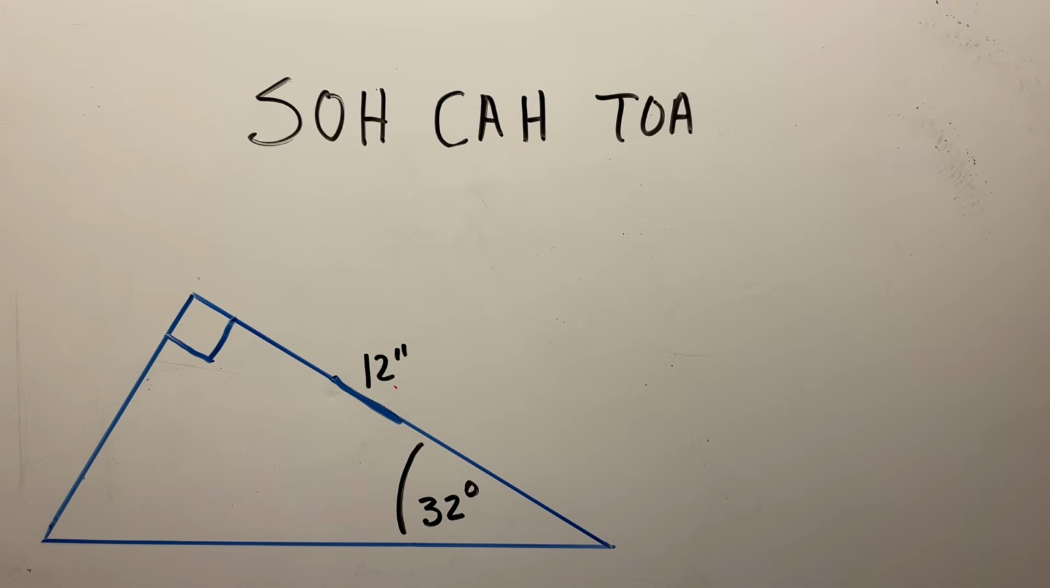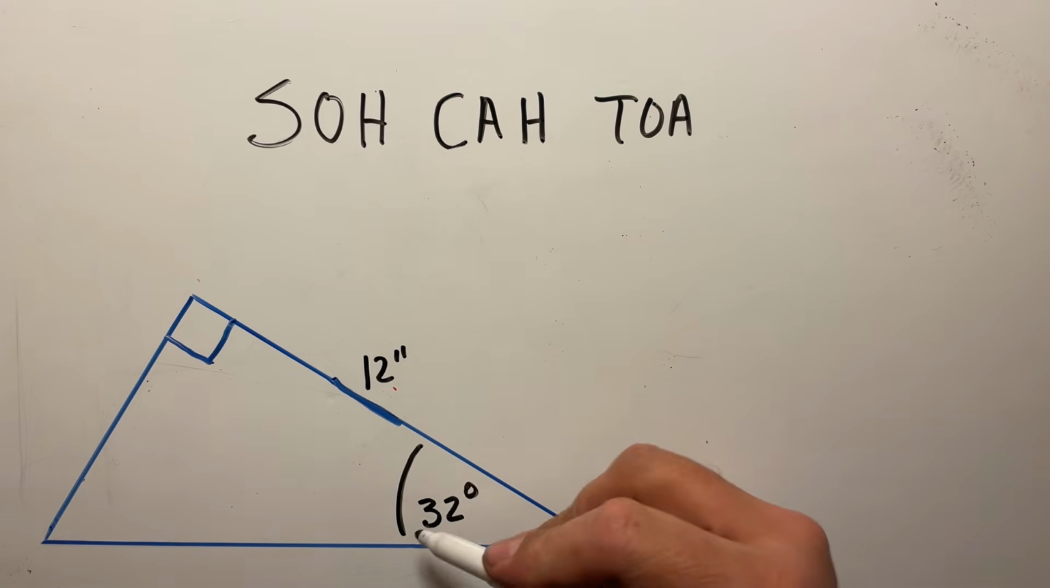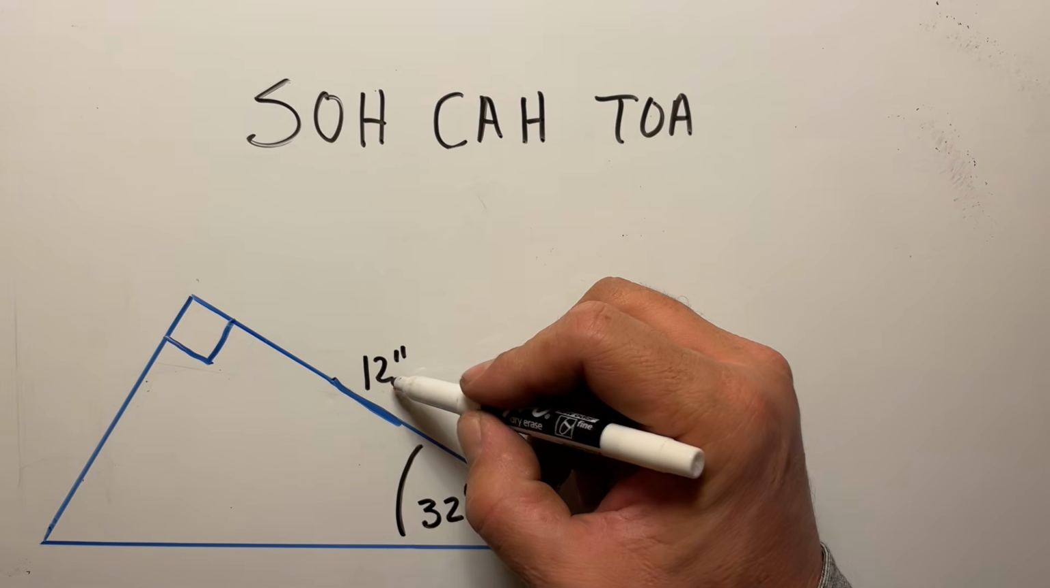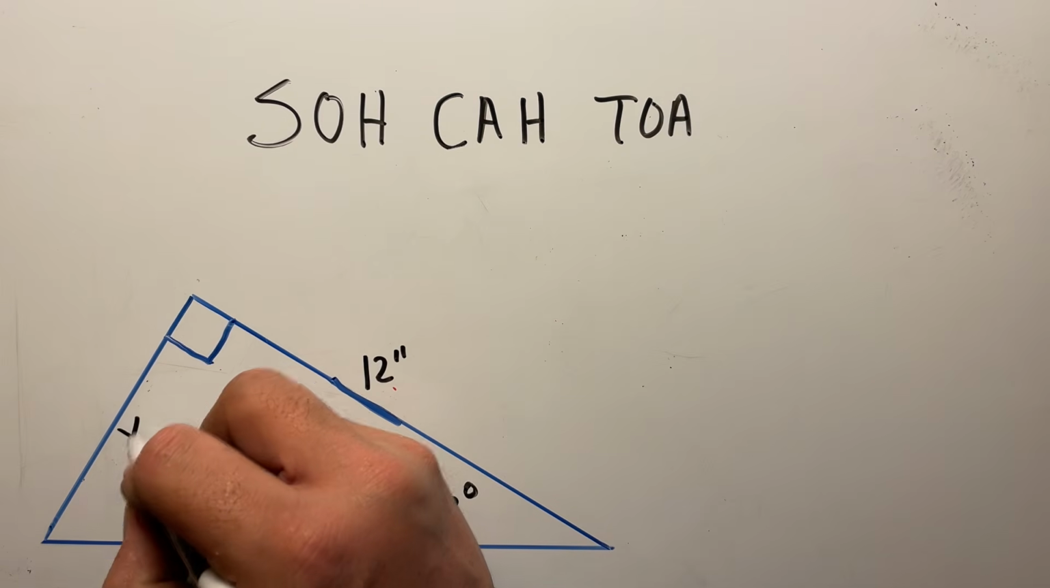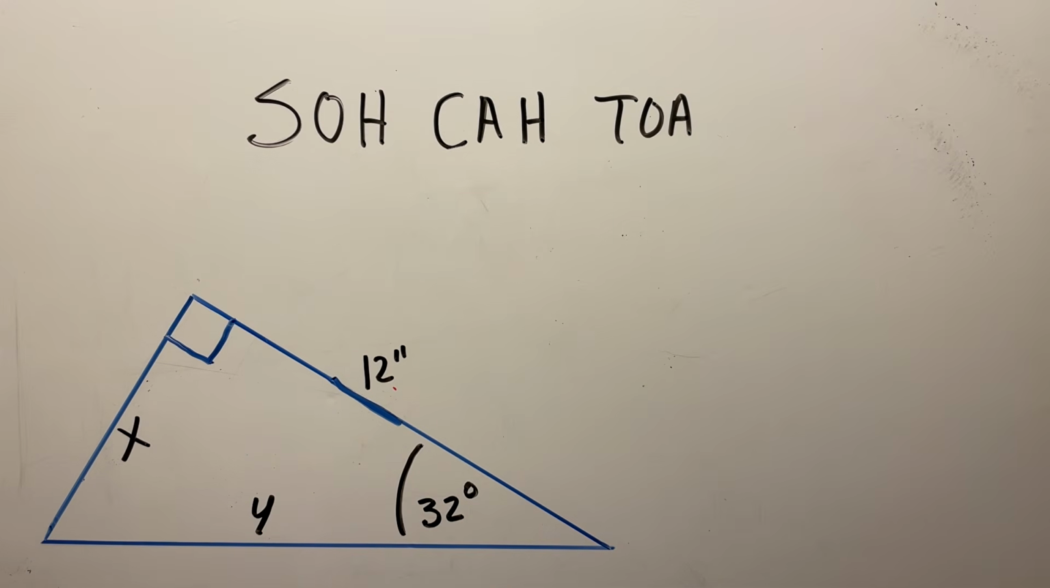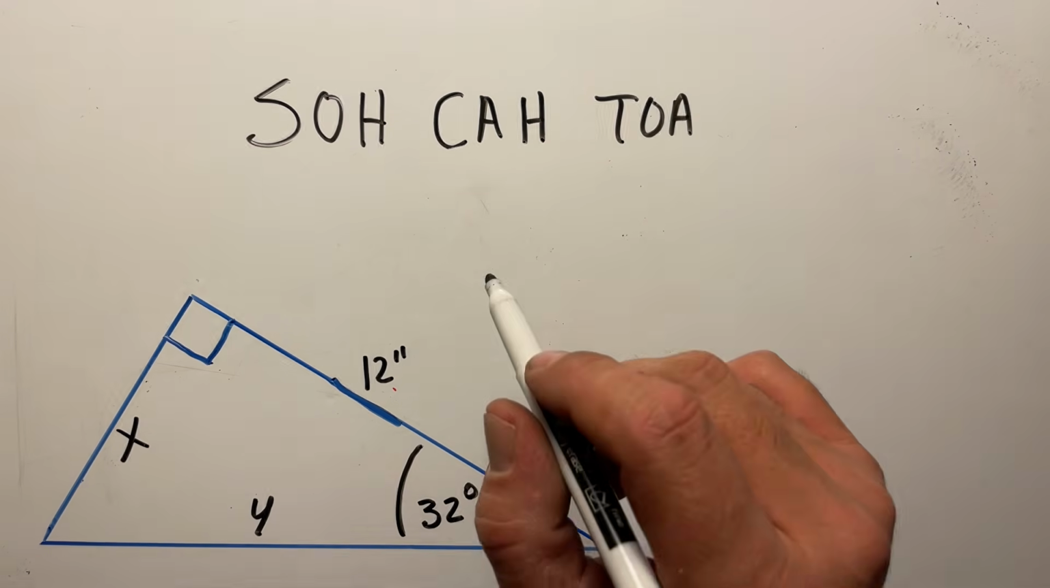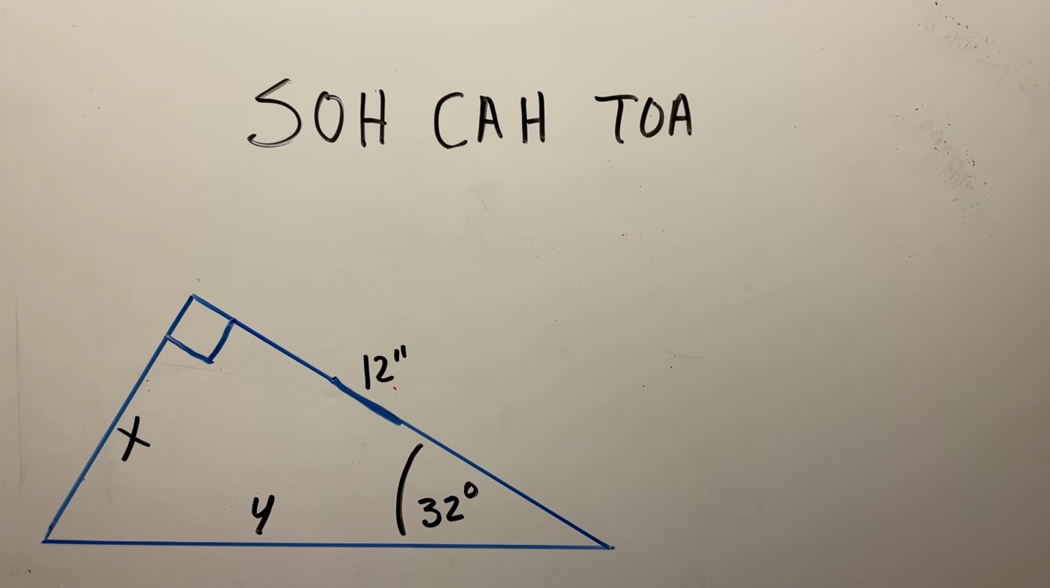So we'll try one more example beyond this one. Now I've changed our triangle around a little bit. I've changed the orientation of it and given us an angle of 32 degrees and this side a length of 12. We're going to call this side X and this side Y. See if you can determine which of the trigonometric functions we need to use in order to solve for both X and Y.